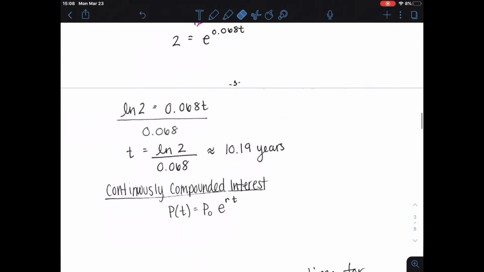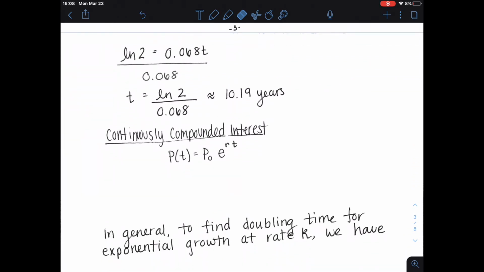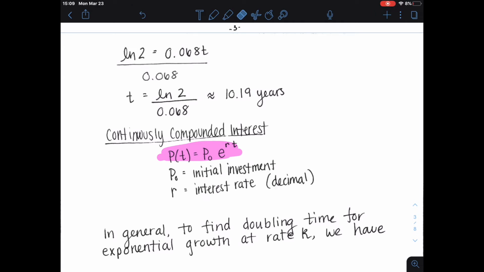So this is a very specific example, which you might have seen back in college algebra. It's when you have continuously compounded interest. So your general formula is going to be P of t is equal to your initial amount times e to the rt. All of the different pieces stand for something. So P0 is your initial investment, r is your interest rate. You want to make sure you enter that as a decimal. t is the time, and that's going to be in years.